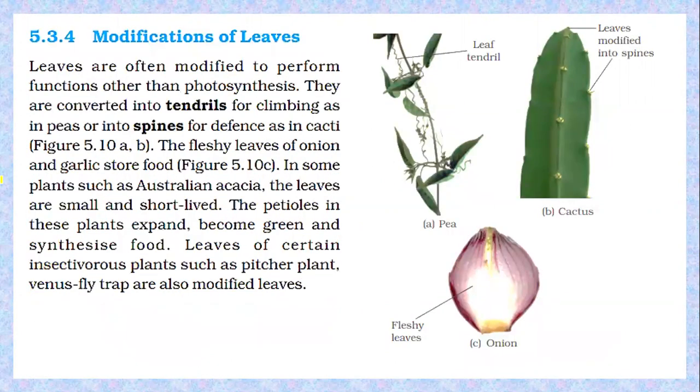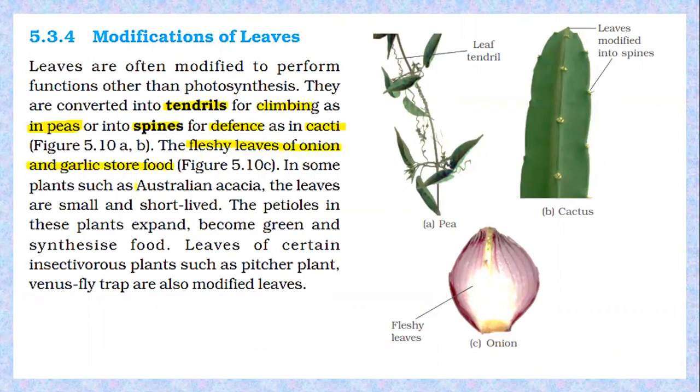Done? Yes. Next is the modification of the leaf. Leaves are modified to perform functions other than photosynthesis. They are converted into tendrils for climbing, as in peas. So leaf tendrils are found in peas. Leaf spines for defense are found in cactus. The fleshy leaves of onion and garlic store food. So leaves can even store food.